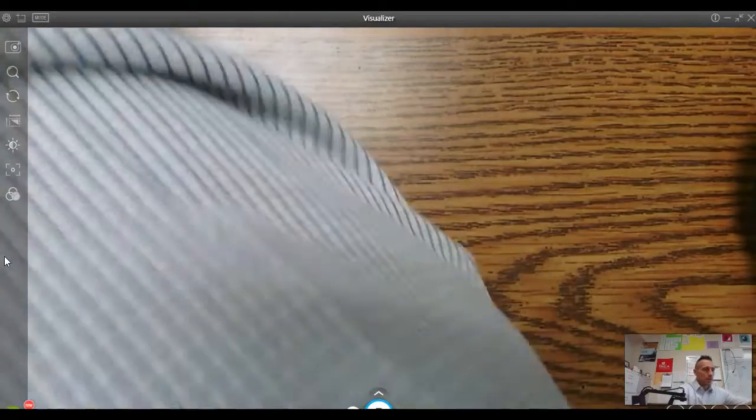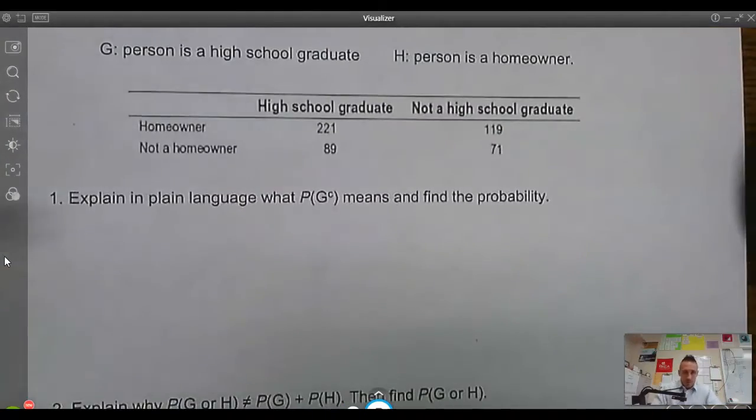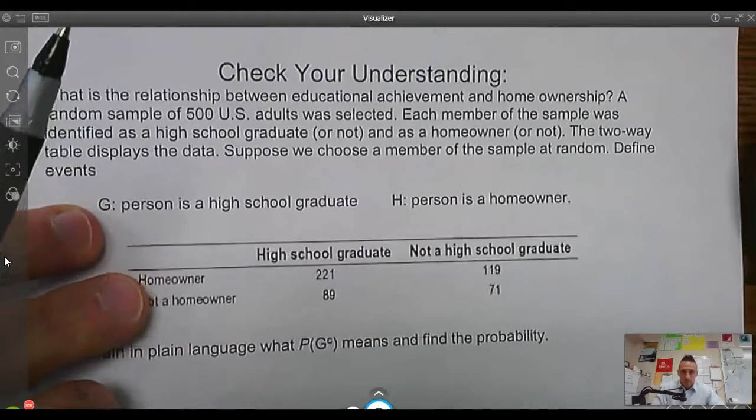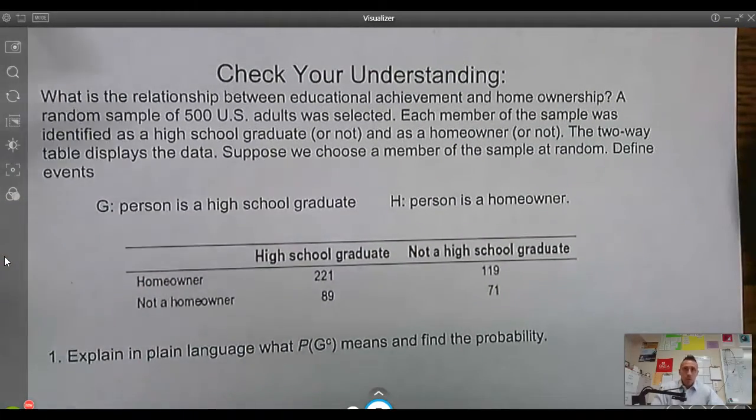All right, let's move on to page 4. This is just to check your understanding based on what we just talked about. So what I want you to do, pause the video, take 5 minutes or whatever it's going to take you, work through this, check your understanding, come back, and I will explain it.